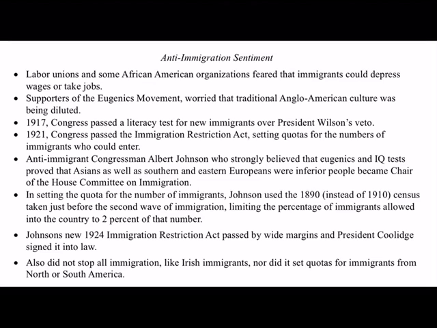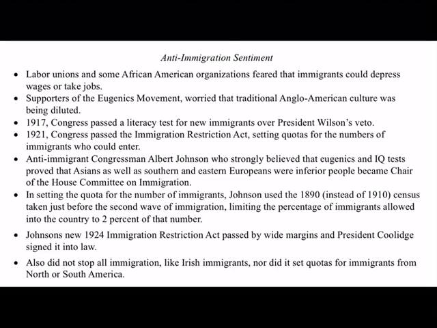All right, let's get to anti-immigration sentiment. In 1924, congressional opponents of immigration succeeded in cutting virtually all immigration from Southern and Eastern Europe, Africa, and Asia. Labor unions and some African American organizations feared that immigrants could depress wages or take jobs. You had supporters of the eugenics movement who also worried the traditional Anglo-American culture was being diluted.